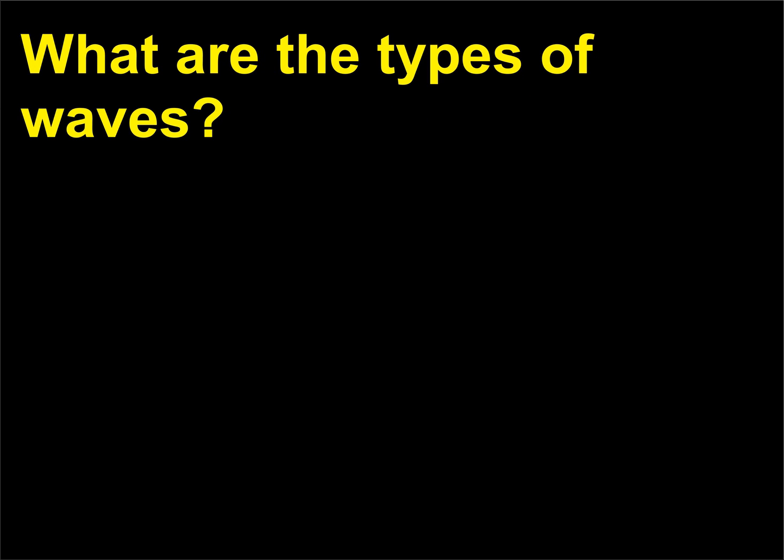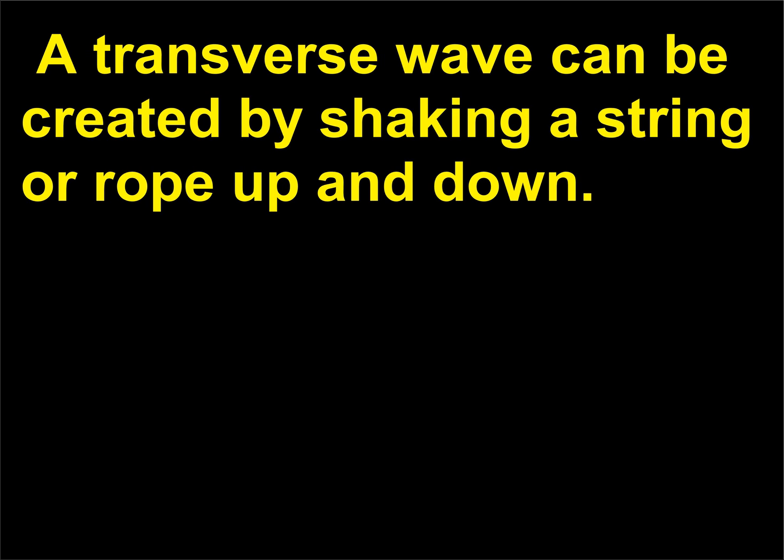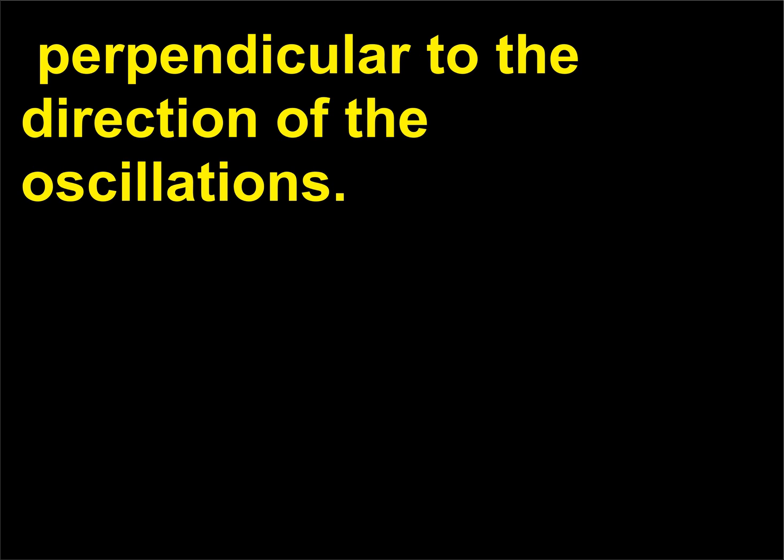What are the types of waves? Transverse and longitudinal waves are two major forms of waves. A transverse wave can be created by shaking a string or rope up and down. Although the string moves up and down, the wave itself and its energy moves away from the source, perpendicular to the direction of the oscillations.